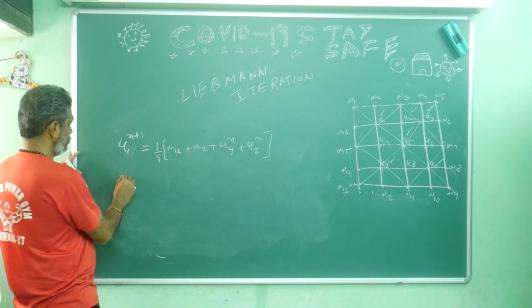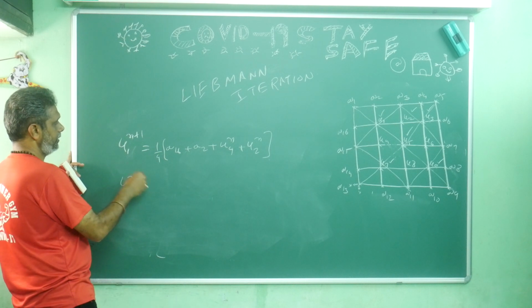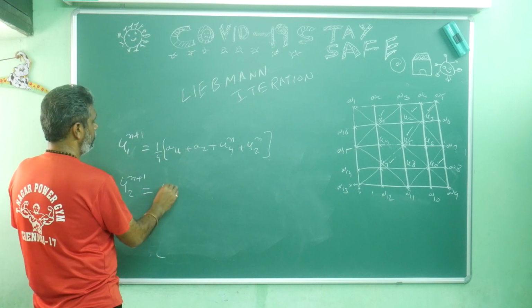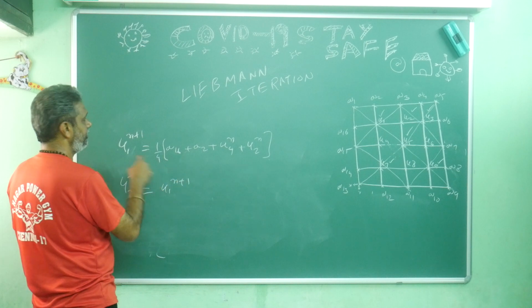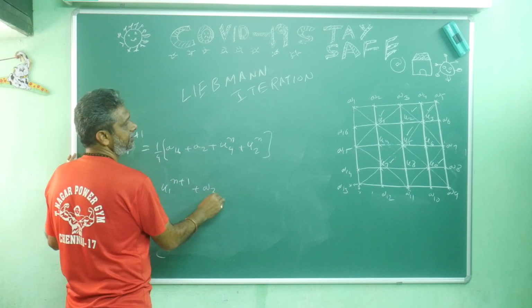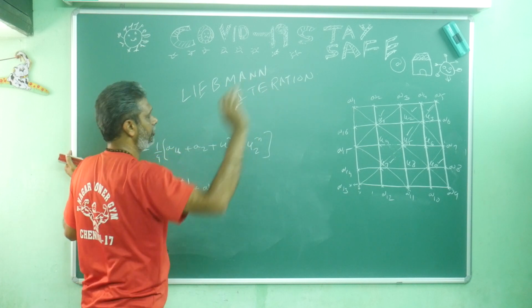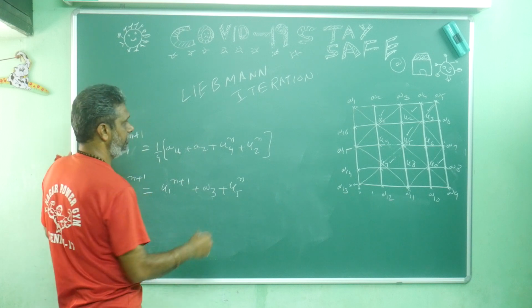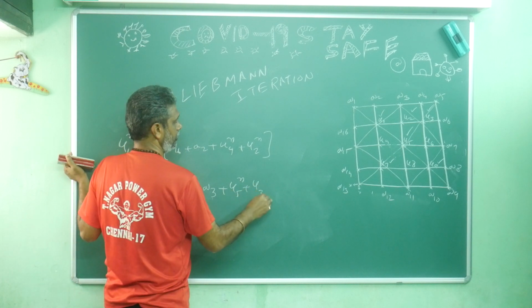Then u2 of, this already you will get, u1 of n. u2 of n plus 1, how can you write? u1, see how nicely you are getting. u1 of n plus 1 only I will get. Now plus a3 is fixed. a3 of n plus 1, I want to tell, I don't want to tell. Now u5 of n, this u5 I know, then plus u3 of n.